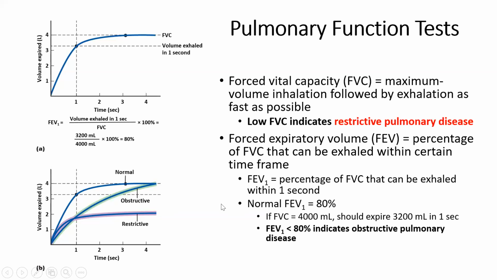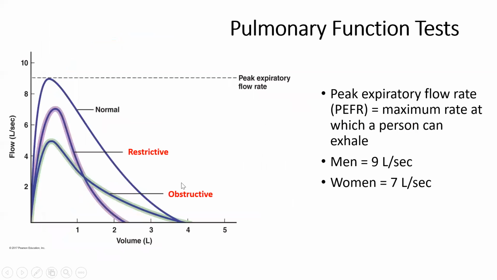Okay. So that's our FVC, and then our FEV1, which is the percentage of our FVC that we can breathe out or exhale in 1 second. Okay, another representation of the difference between these two diseases is our peak expiratory flow rate, PEFR. This is the maximum rate that we can expire or exhale.